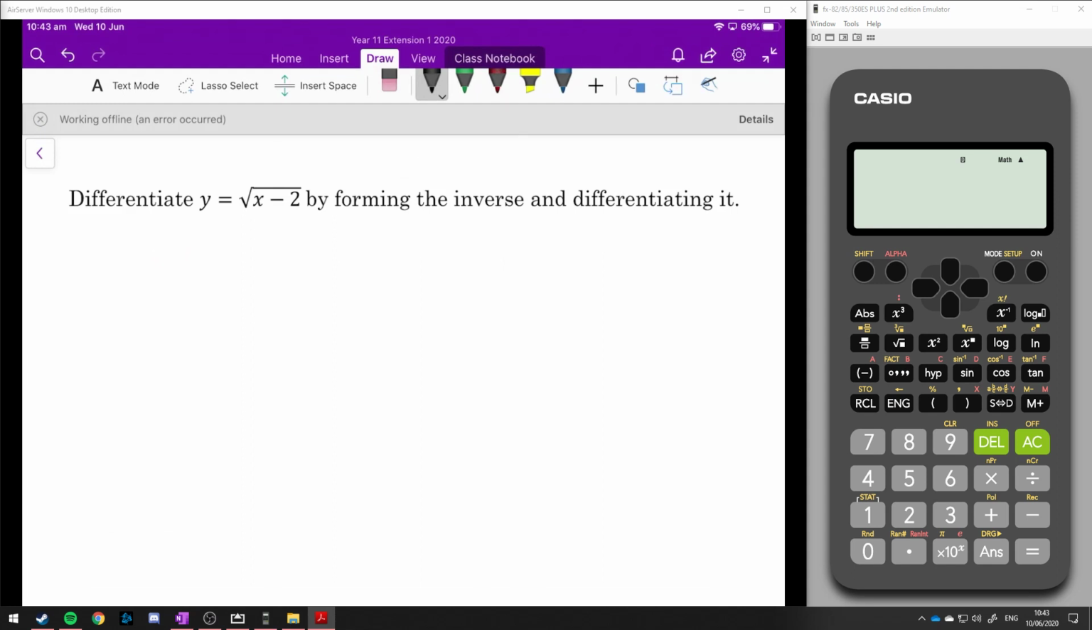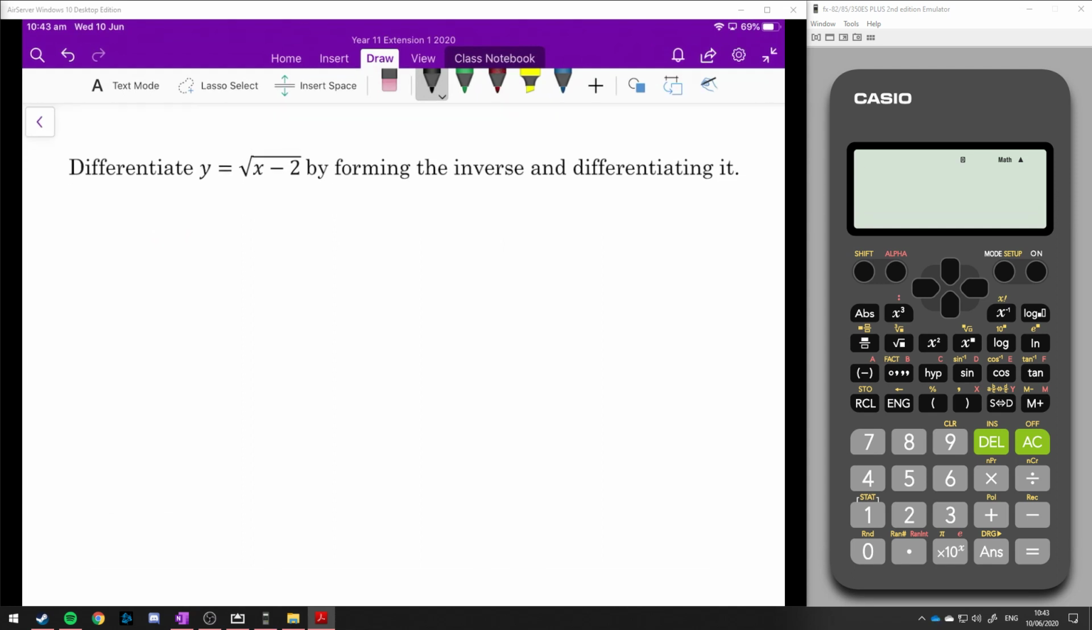All right, so let's have a look at this one here. I'm going to differentiate y is equal to the square root of x minus 2 by forming the inverse and differentiating it, okay? So what we're going to do is essentially solve for x. So we've got y is equal to the square root of x minus 2. Start off by squaring both sides. I'm going to get y squared is equal to x minus 2. And then add 2 to both sides, so we get y squared plus 2 is equal to x, okay?